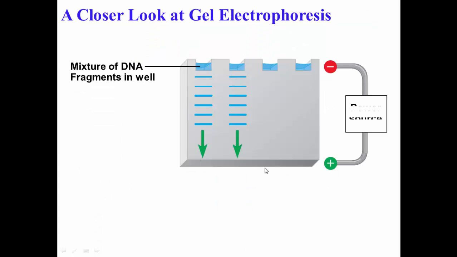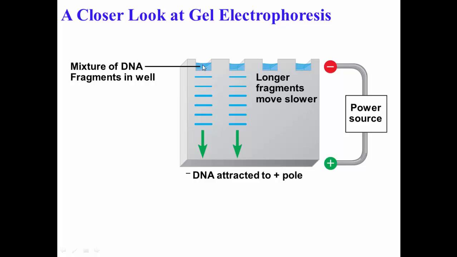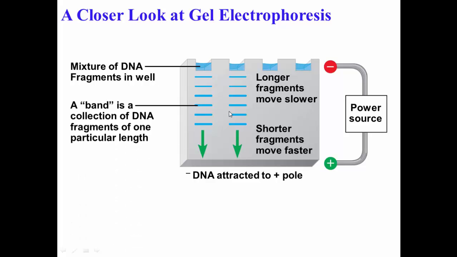Once you take the gel and you put it into the gel electrophoresis machine, you have your mixture of the DNA up here. The longer fragments are going to move more slowly towards the positive pole, and the shorter fragments are going to move faster. The bands are what we will be looking for when we're determining paternity or whether or not a suspect is guilty. And looking at the bands, those are the fragments that are exactly the same length.